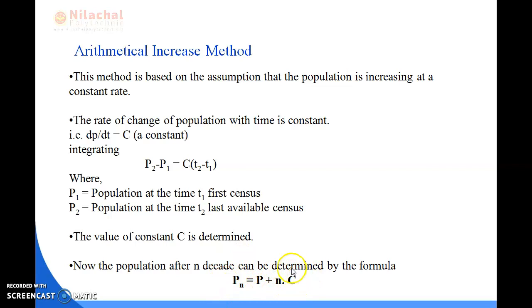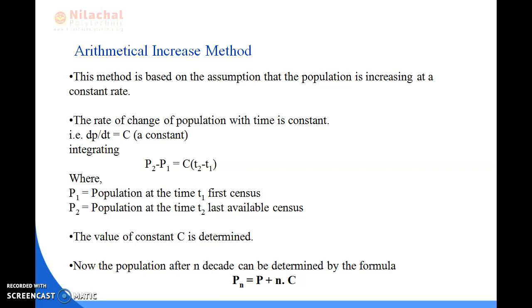After integrating, we get the formula Pn equals P plus n into C. Here Pn equals the population after n decades, and P equals the present population. And n is the number of decades.